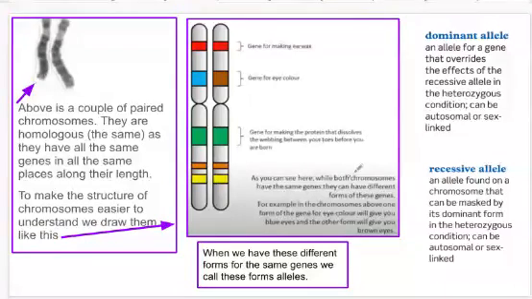As you can see here, while both chromosomes have the same genes, they can have different forms of these genes. For example, this chromosome has the form of the gene for eye color that will give you blue eyes, and this one has the form for brown eyes. When we have these different forms of the same gene, we call these forms alleles. So this is the allele for eye color, on each of the maternal and the paternal chromosome.